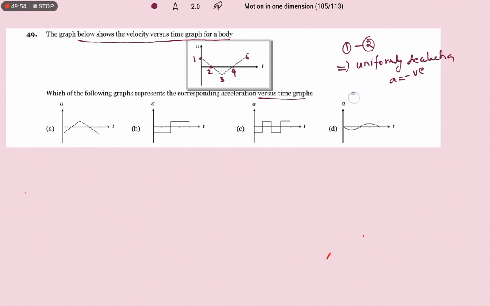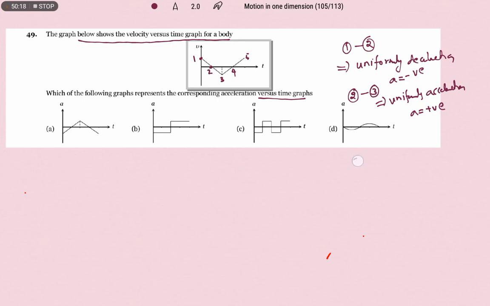Next, from 2 to 3, what will happen? The direction of motion is changing. That means velocity is increasing in the opposite direction. So this will be uniformly accelerating motion. If it is uniformly accelerating motion, A is constant and that too it is positive.